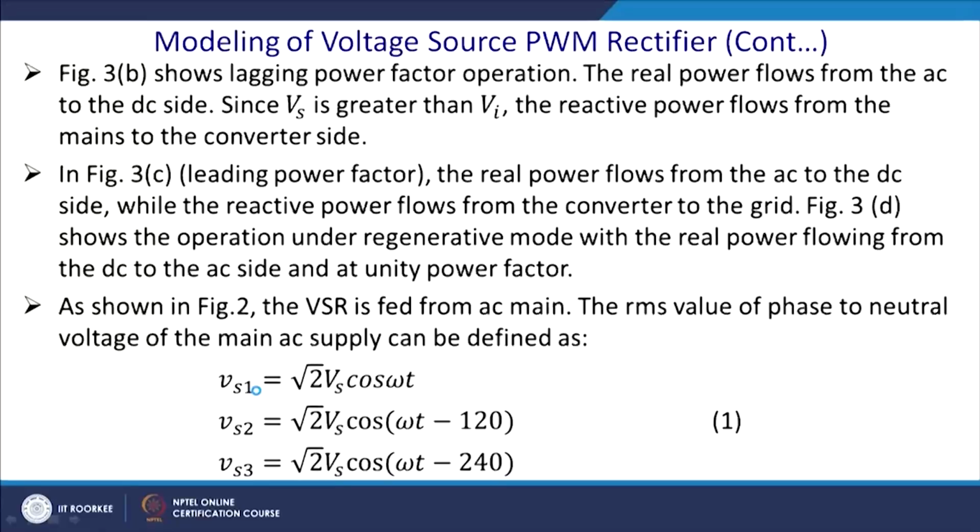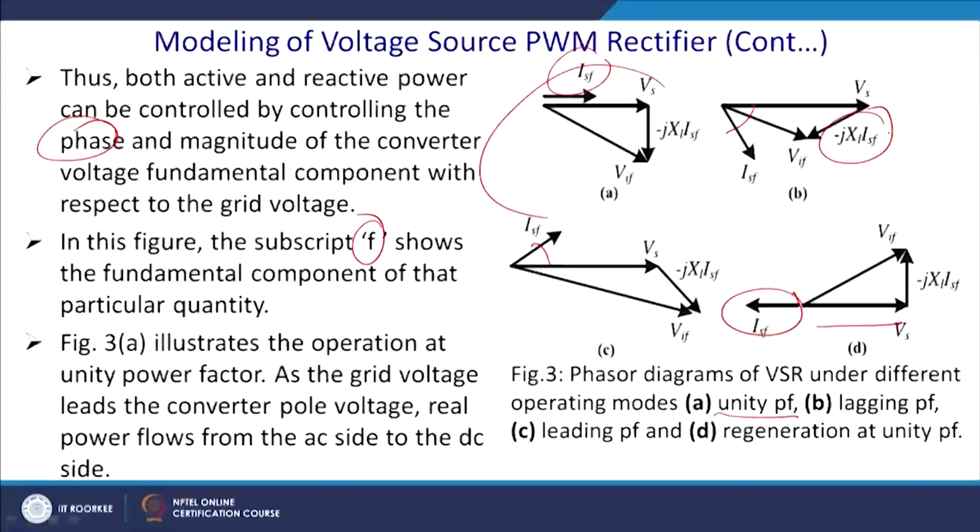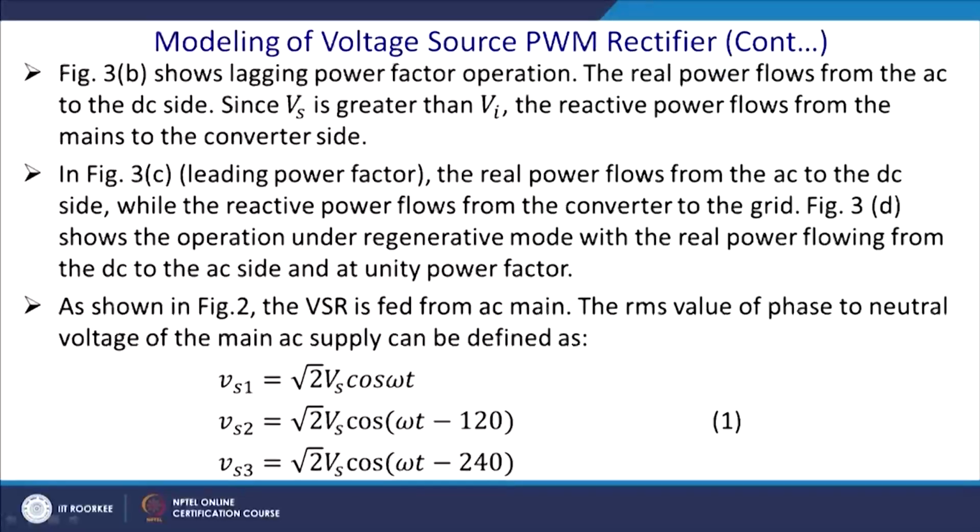Figure 3b, recall this figure 3b, shows the lagging power factor operation. The real power flows from AC to the DC side, and since Vs is greater than Vi, the reactive power flows from the mains to the converter side. So, this is the mode of operation in case of the lagging power factor.